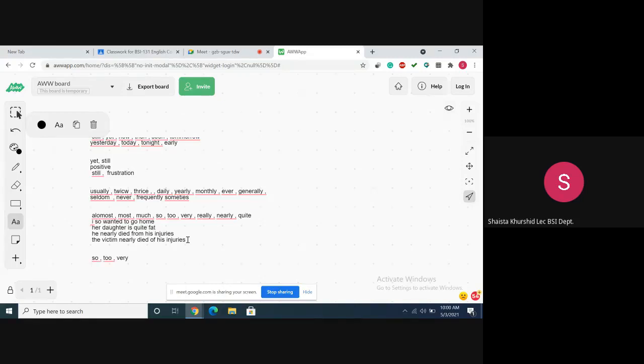the intensity. So is also an intensity. I so wanted to go home, and too is also the intensity. Very is also the intensity. So all these three are actually used in the same sense if we see them for the first time. But where we use them? How we use them, where to use too, where to use so, and where to use very.